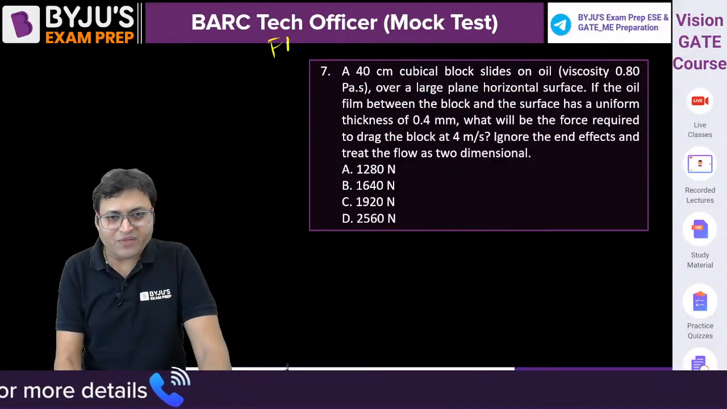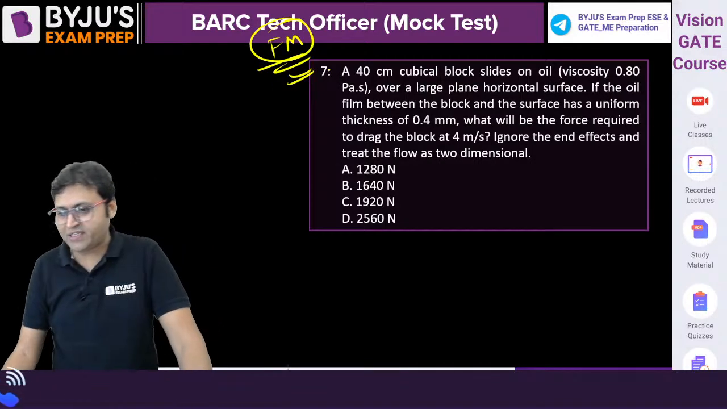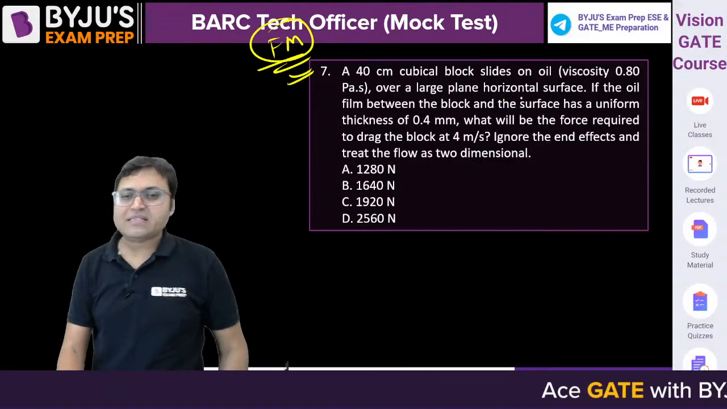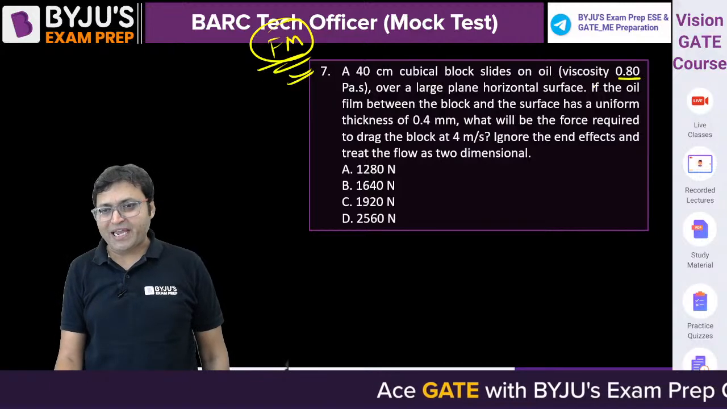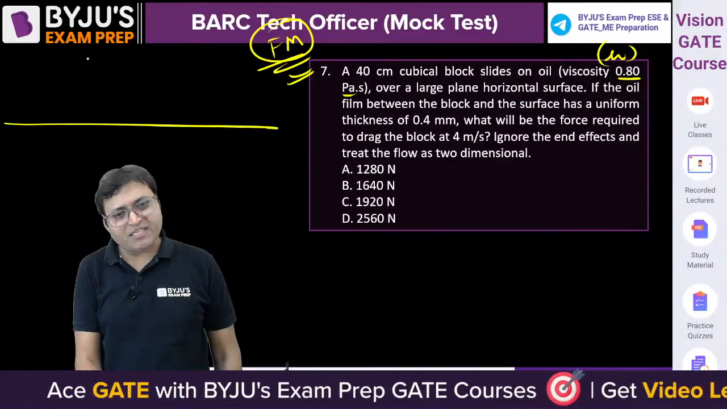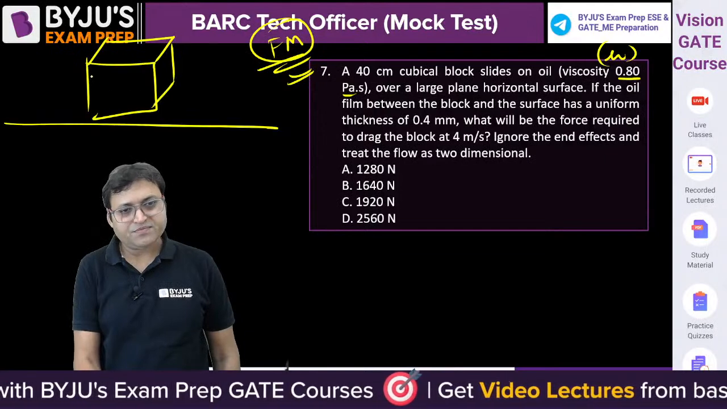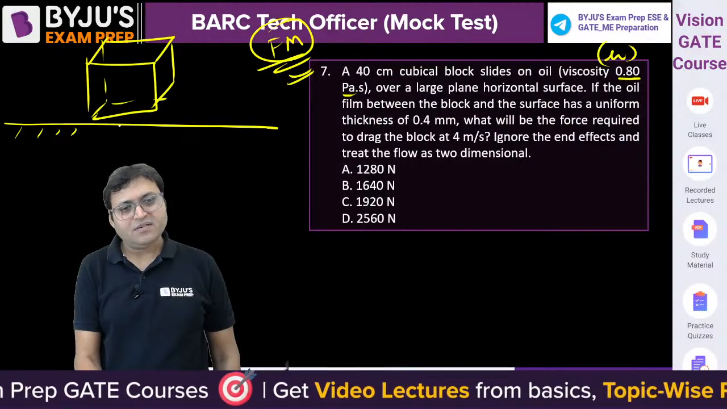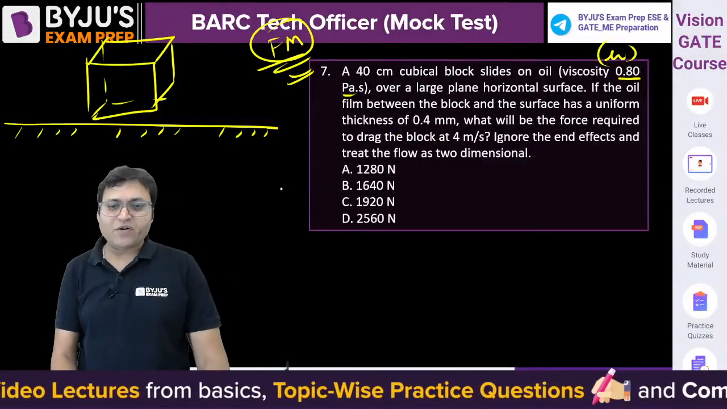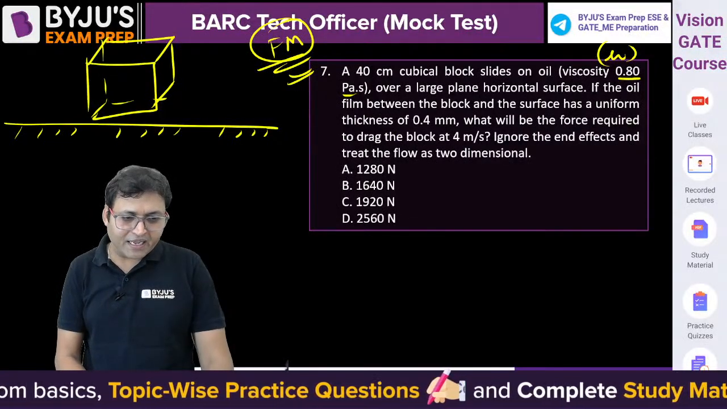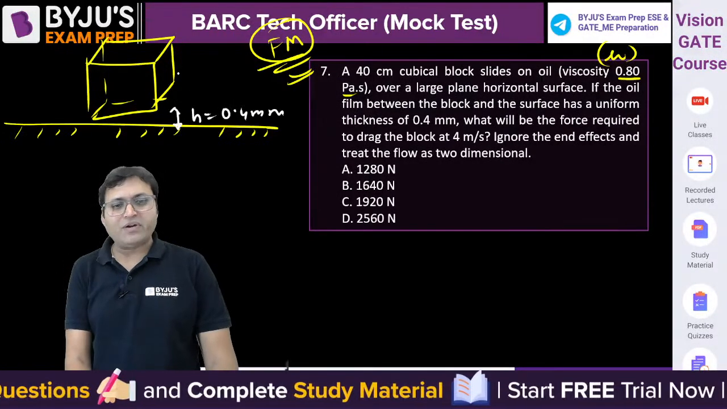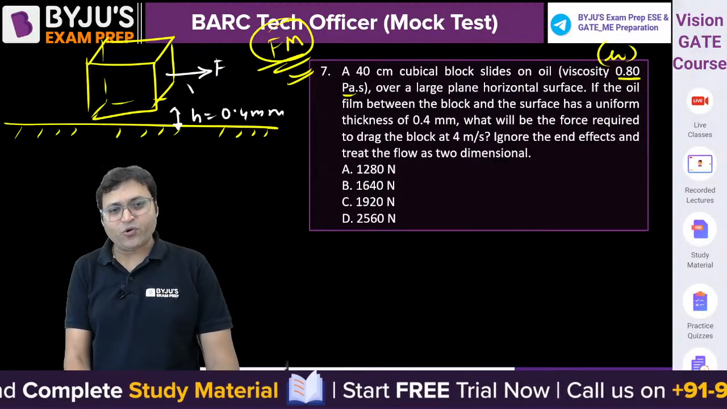Let us move to the question from fluid mechanics. Question number 7. Quickly solve it. A 40 centimeter cubical block slides on oil, viscosity is 0.8 Pascal second, over a large plane horizontal surface. There is a horizontal surface, and a cubical block is sliding over it. The oil film between the block and the surface has a uniform thickness of 0.4 mm, that is h. What will be the force required to drag the block at a velocity of 4 meter per second?